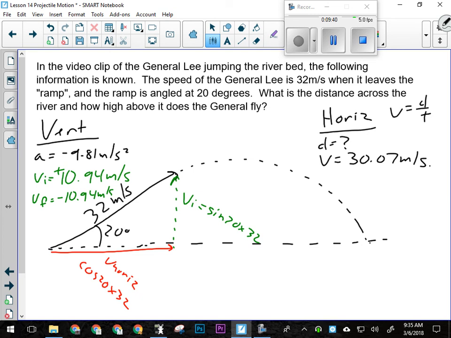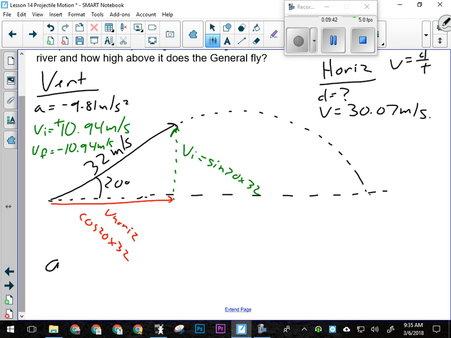Yes, I can use my Science 10 acceleration formula, and go a equals vf minus vi over t. That would mean that t equals negative 10.94, our final velocity, minus 10.94, our initial velocity, divided by negative 9.81.